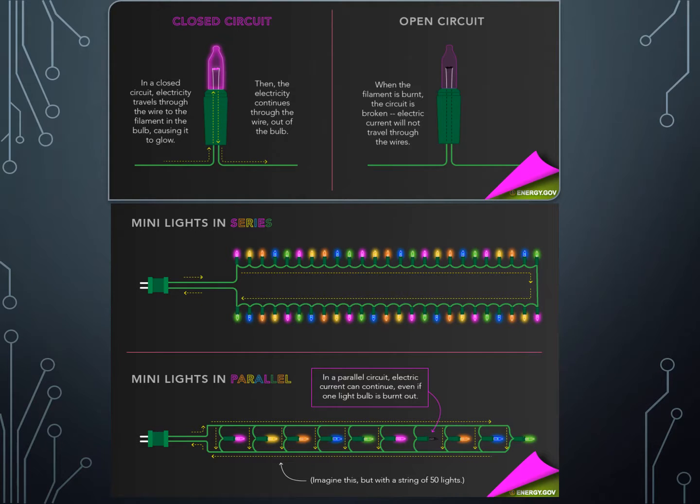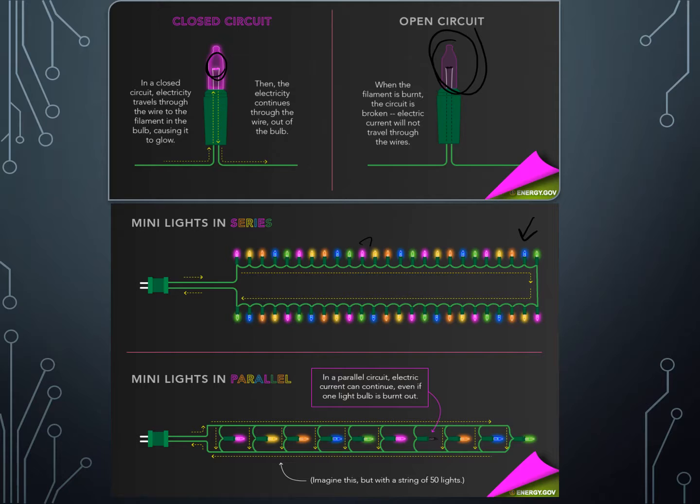Before we get into that, we review closed circuits. In a closed circuit, electricity travels through the wire to the filament in the bulb, and this is inside this portion right here, causing it to glow. Then it continues on to the next bulb and so on. If one burns out, like it might in your Christmas trees, then current can't flow. Some lights are in series as shown in this bottom picture.